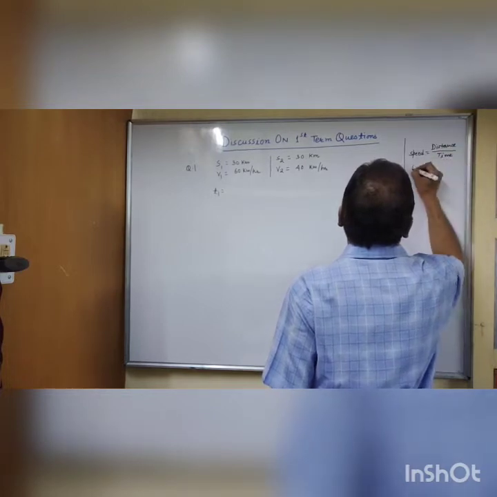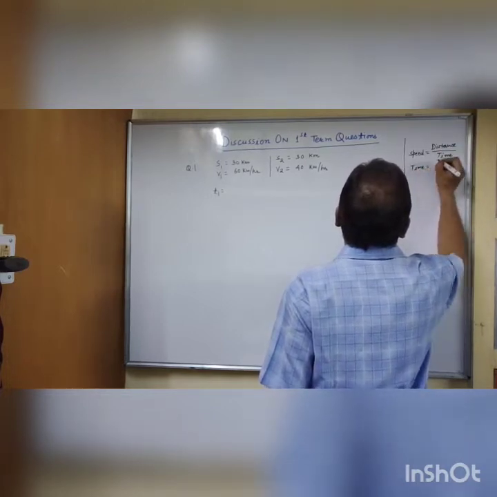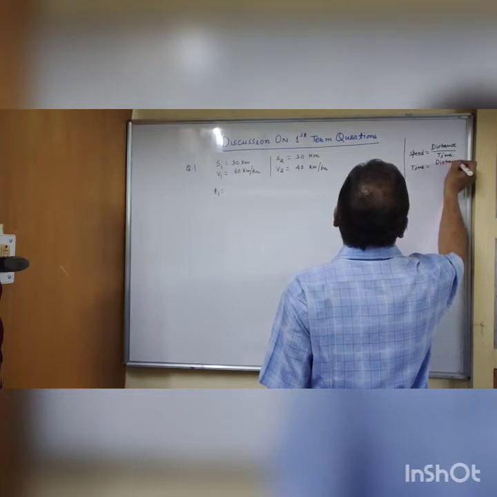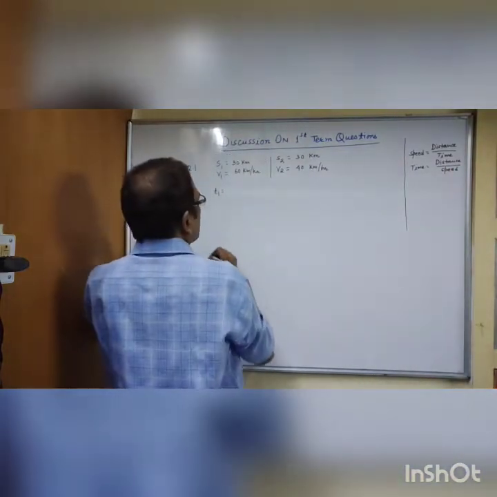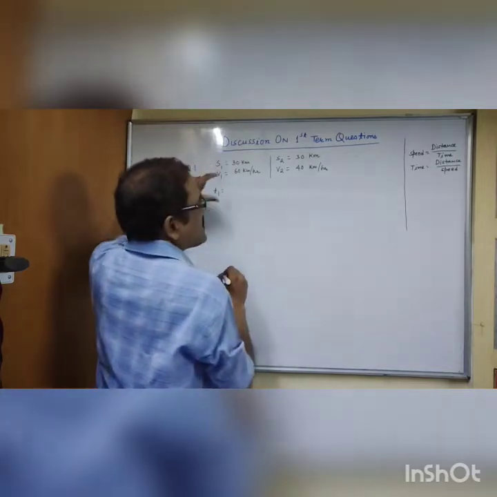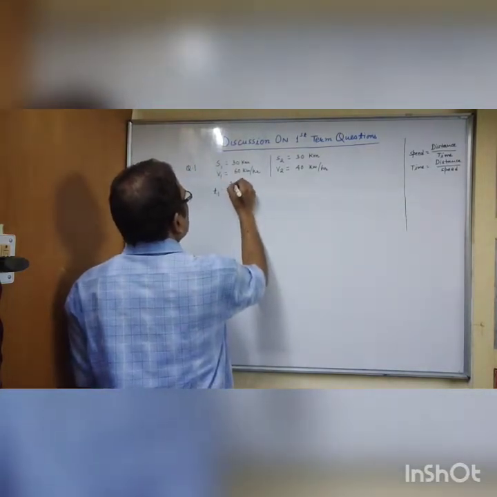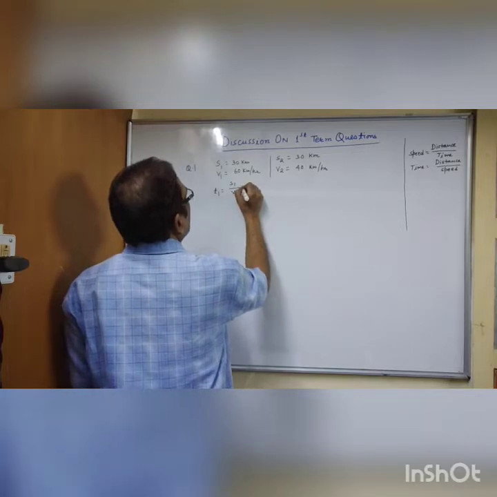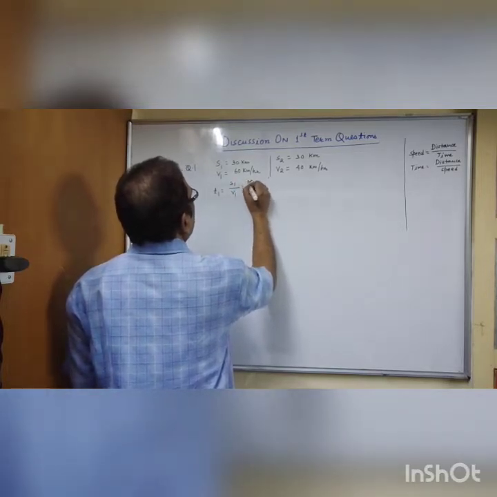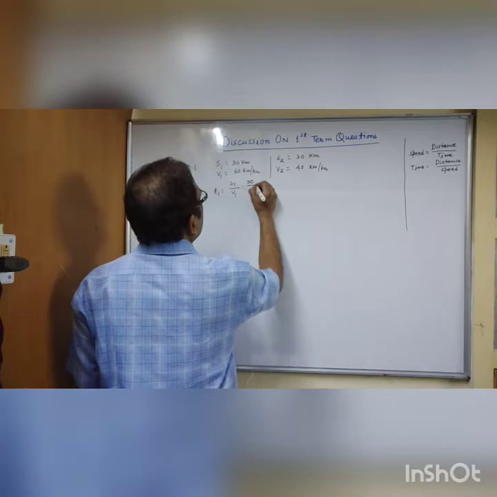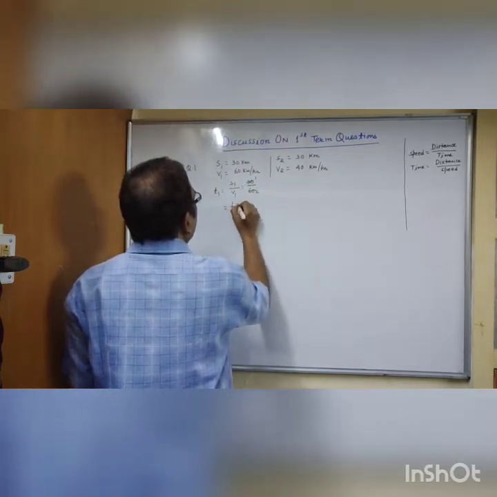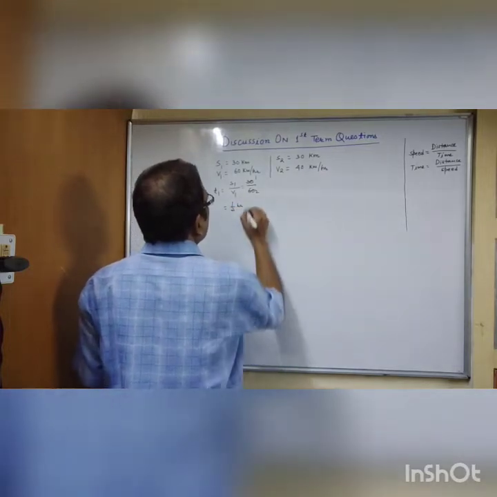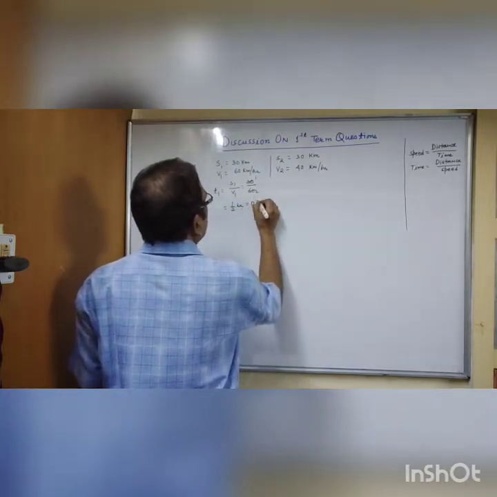So we can write time is equal to distance by speed. We will use the same formula. Here we are writing T1, the time taken to cover the first 30 km, which will be S1 by V1. S1 is 30 km and V1 is 60. If you simplify, you will get half hour, so you can also write it as 0.5 hour.